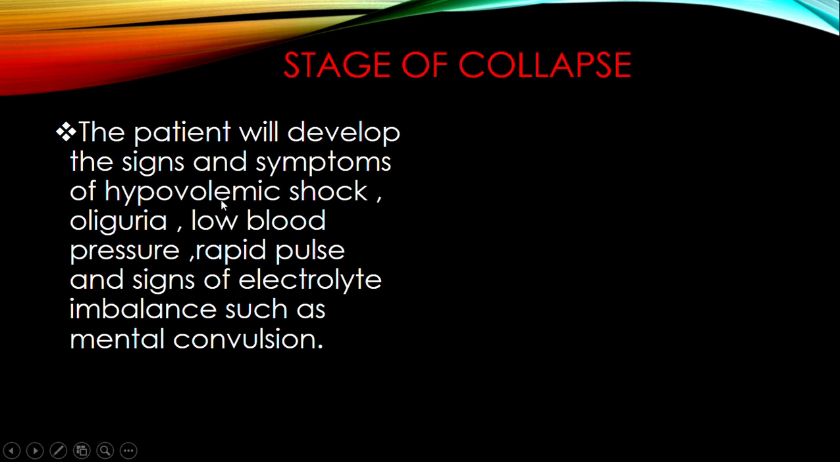So also we have oliguria. Why do we have oliguria? Because this person is losing a lot of fluids through the GIT. Now the kidneys do not even have much water to excrete for urine formation, so there will be reduced urine output.